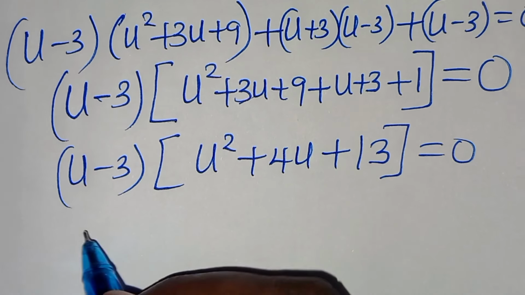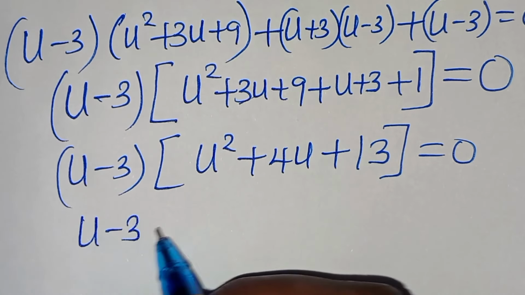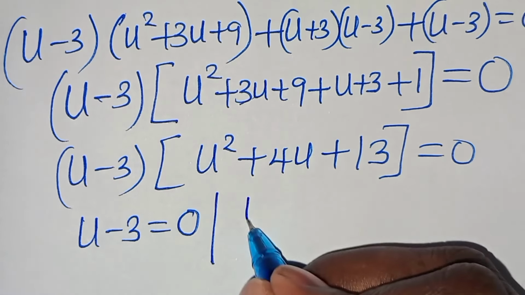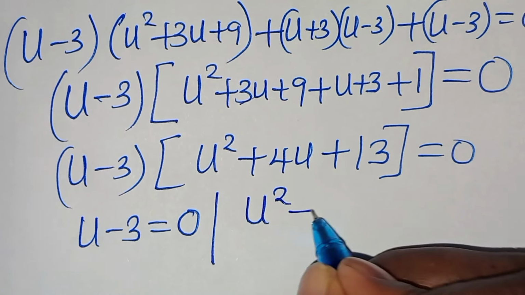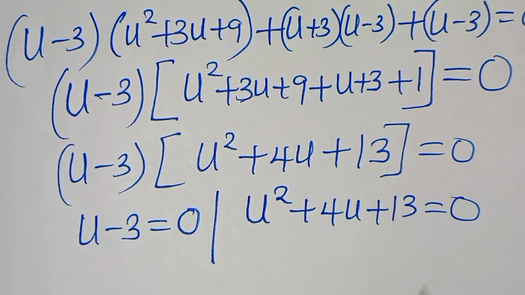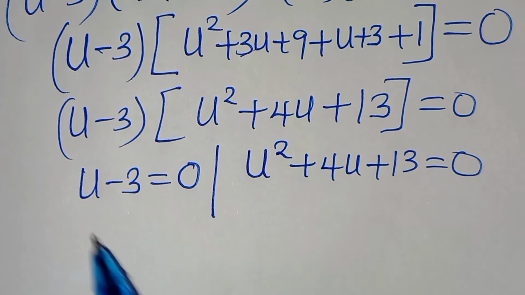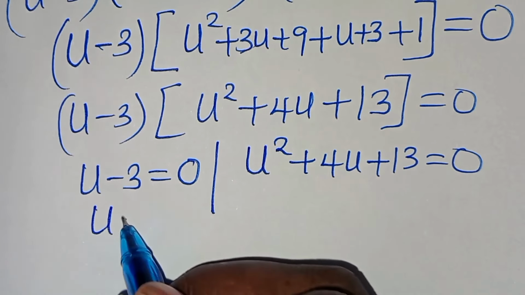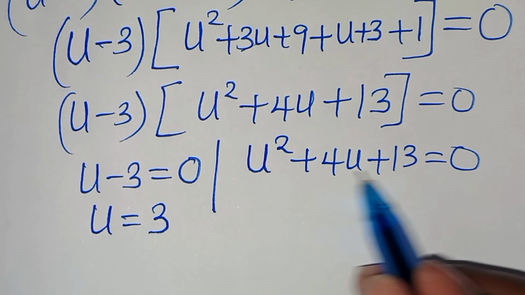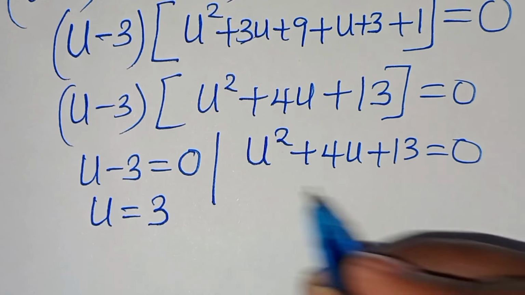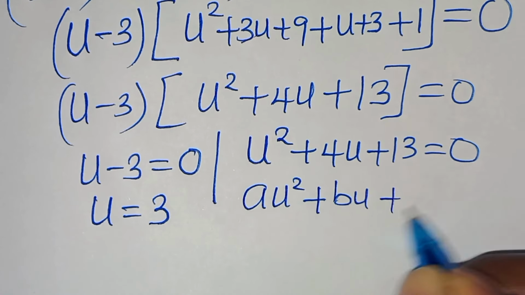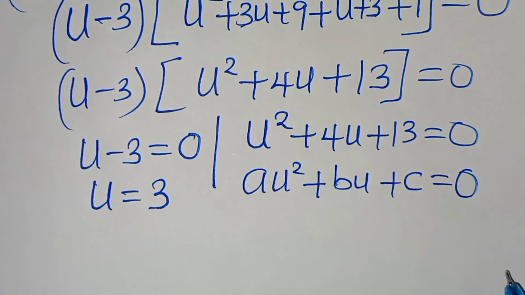Now we have two parts here. We have u minus 3, this is equal to 0. And we have the second part here, which is a quadratic equation, u squared plus 4u plus 13, this is equal to 0. From the first part here, we have that u is equal to 3. And the second part here is a quadratic equation of the form a u squared plus b u plus c, this is equal to 0.